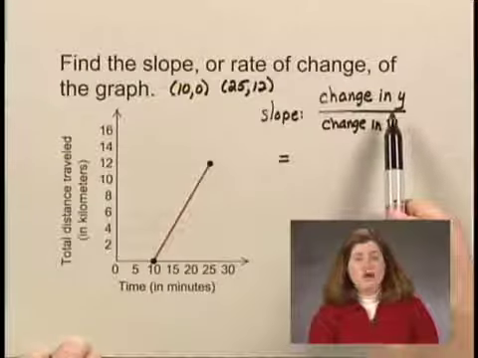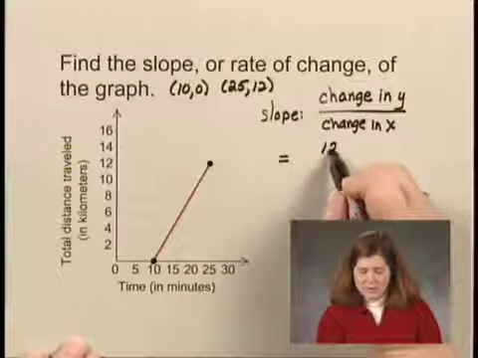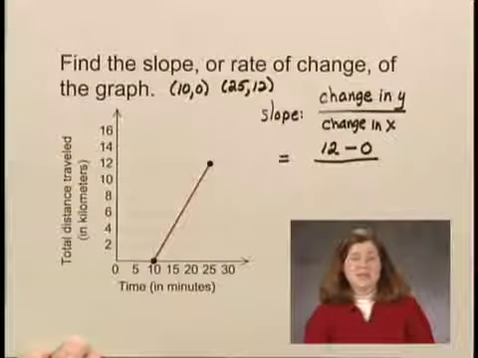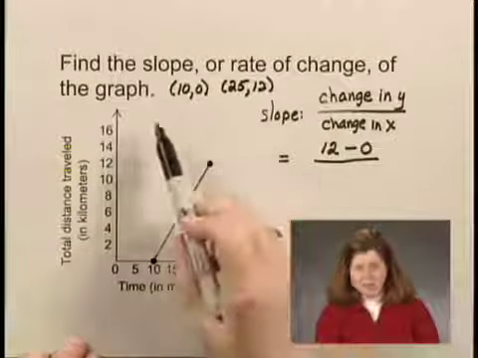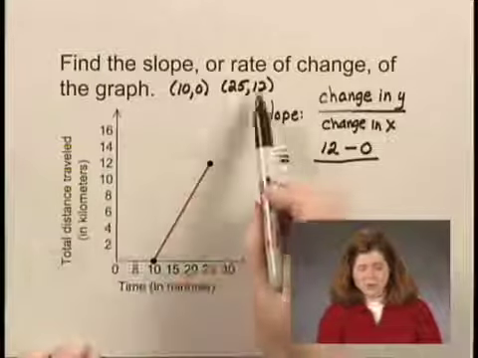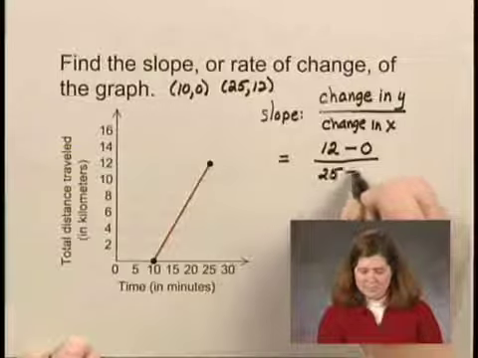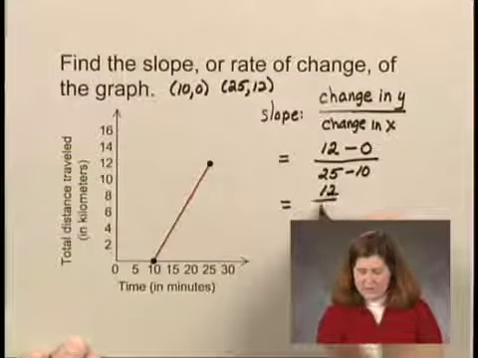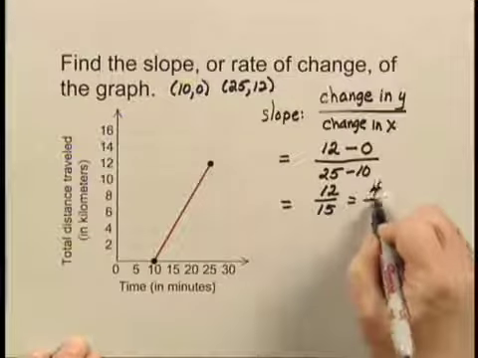The change in y I can find by subtracting 12 minus 0. That's subtracting the y coordinates. The change in x I can find by subtracting x coordinates in the same order in which I subtracted the y coordinates. So that would be 25 minus 10. That gives me 12 15ths, which simplifies to 4/5.